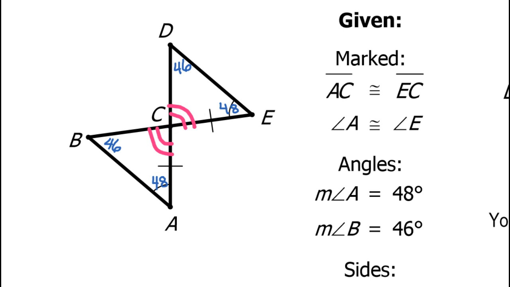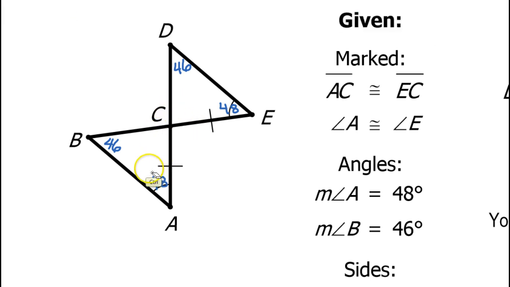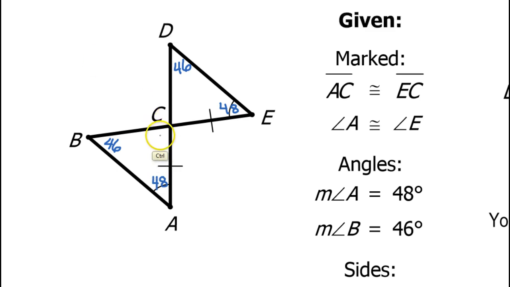Now, what about these vertical angles? I feel like I should move this now. Well, let's subtract from 180, and that will tell us what this missing angle is. Let's ask Siri. Hey Siri, 180 minus 46 minus 48. 180 minus 46 minus 48 is 86. So this missing angle is going to be 86. All right, so both of these are 86.